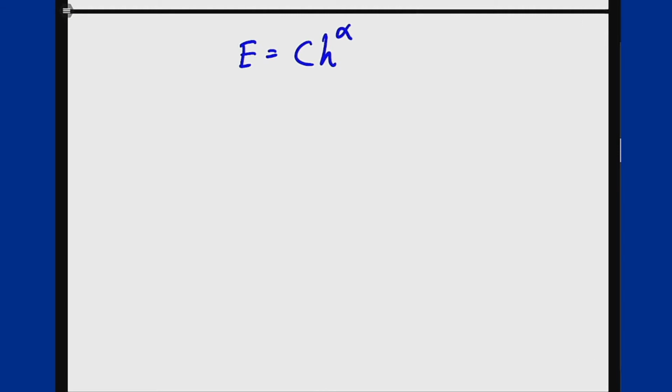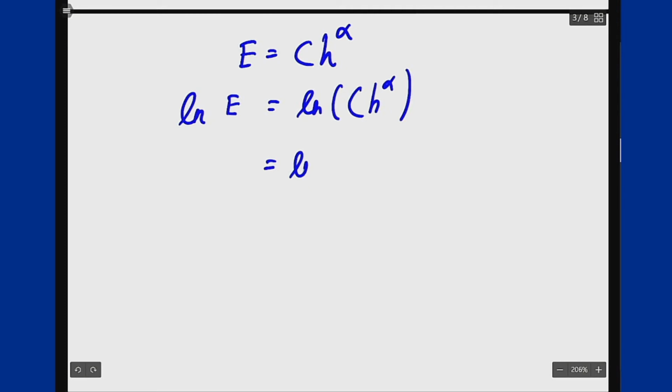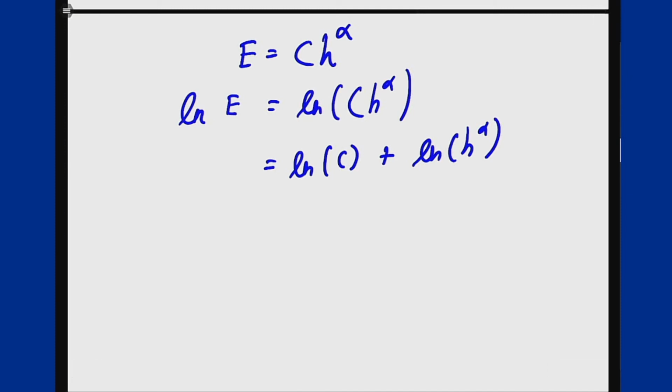Well, I can take the log of both sides. So we'll do natural log here. It doesn't matter which log you use. Log of E is the log of c times h to the alpha. I can then use log rules here: log of c plus log of h to the alpha. And then one more log rule to pull down the alpha.